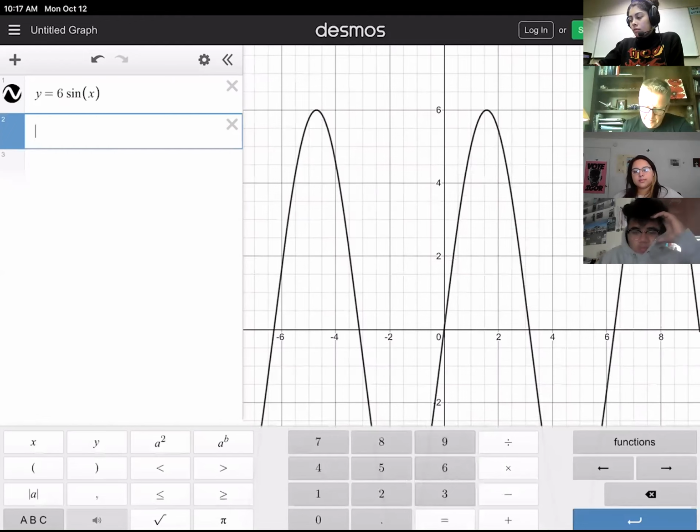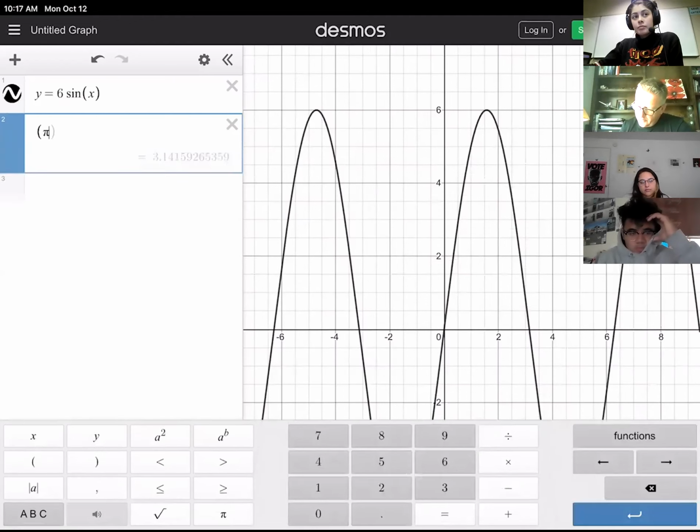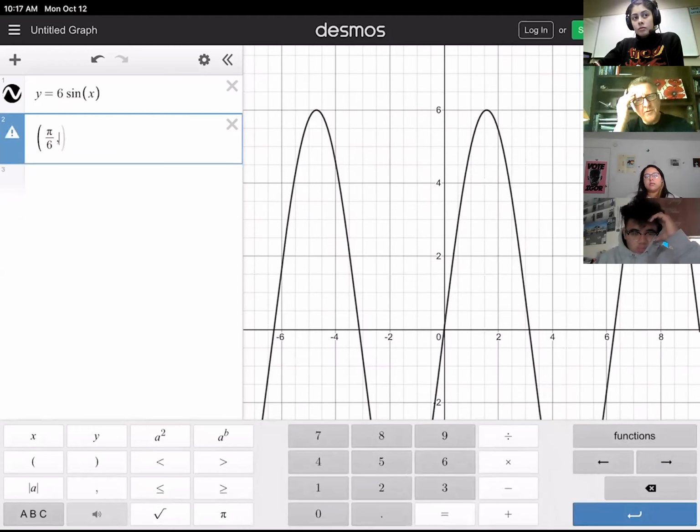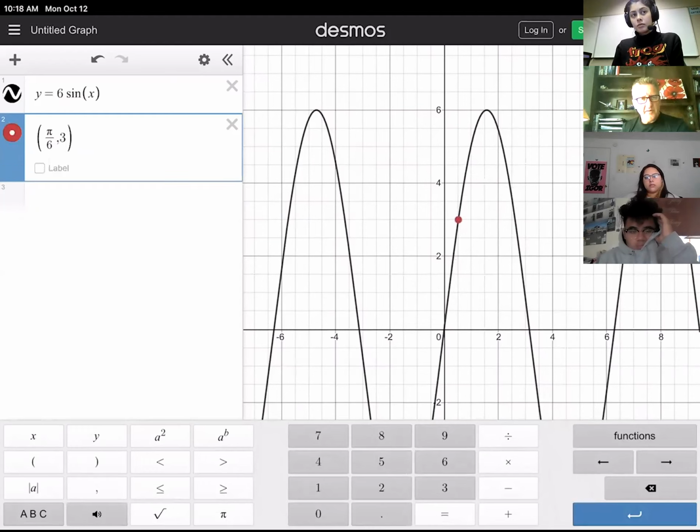But I can do even better. Like, why not just graph the dang thing? So if x is pi over 6, well, what would y be? Well, it'd be 6 times the sine of pi over 6. Well, I look at the unit circle again, and sine is the y coordinate, and the y coordinate at pi over 6 is a half. So it's 6 times a half. So that means y would be 3. And so there's the point.